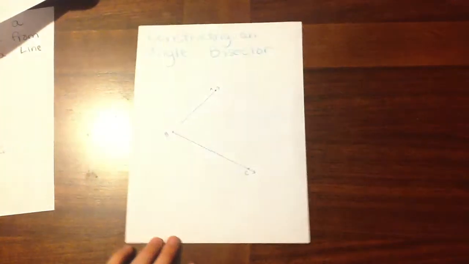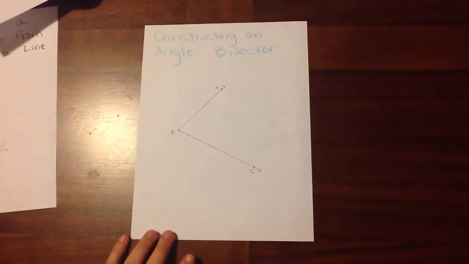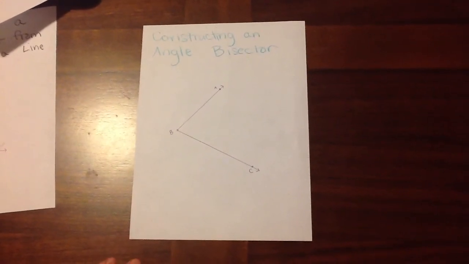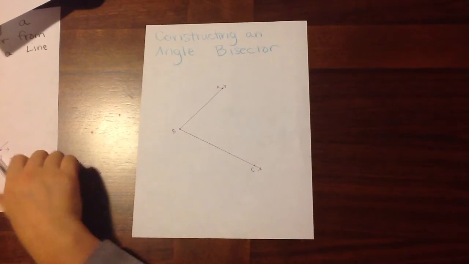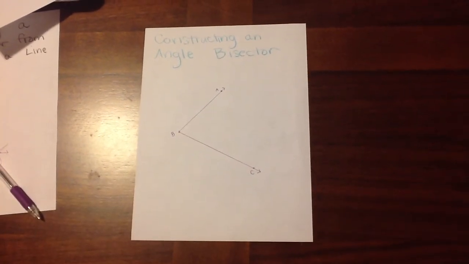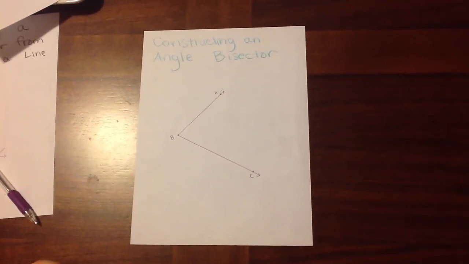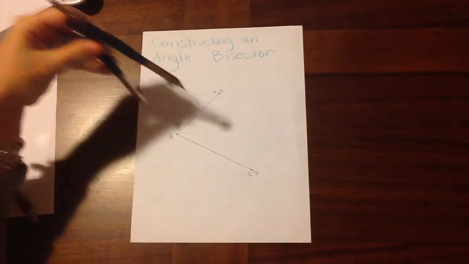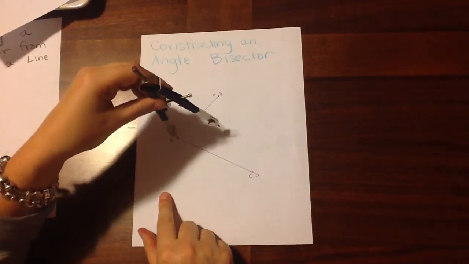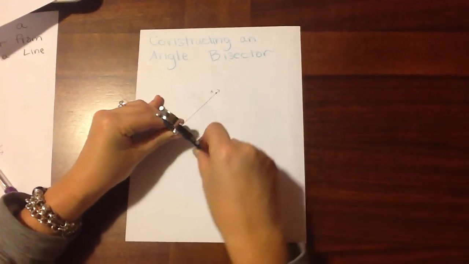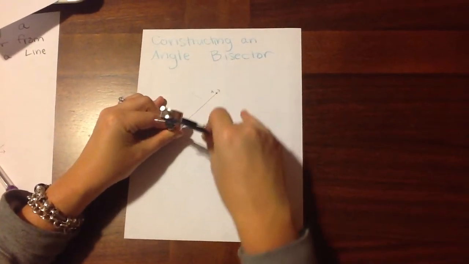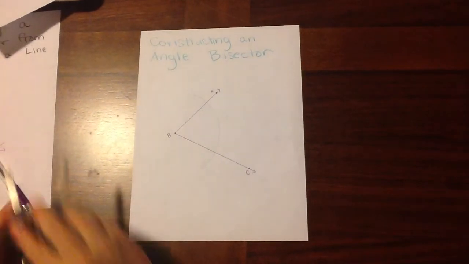Okay, assuming that you have practiced constructing a perpendicular from a point to a line a couple of times, we are now going to do our final construction. So you see here I have angle ABC. What I'm going to do is I'm going to place the pointed tip of my compass on vertex B. I'm going to sweep, making sure that my sweep passes through both sides of the angle.